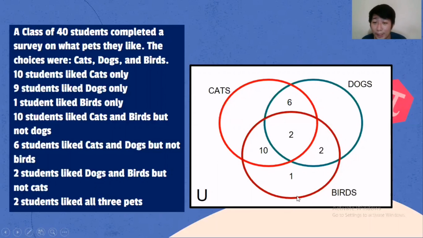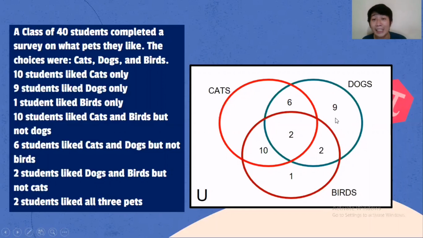Yan, ilagay mo dito. Kasi birds only. Ibig sabihin, ayaw niya ng dogs, ayaw niya ng cats. Birds only. The next one, 9 students like dogs only. So we will be putting the answer here, 9. 9 students like dogs only. Ayaw niya ng cat, ayaw niya ng birds, dogs only.